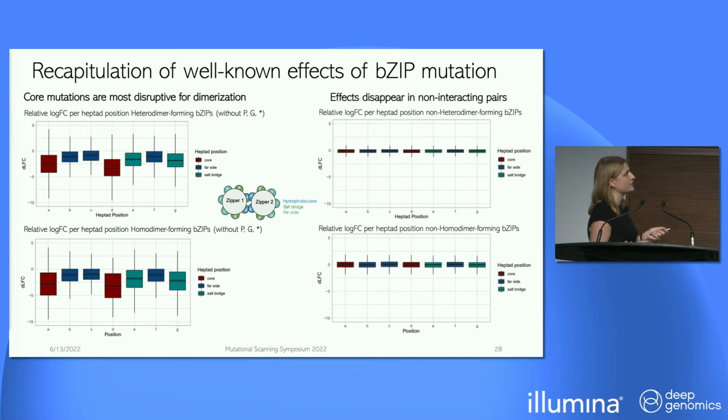And if I compare this to the BZIPs that, as wild type, do not form heterodimers or homodimers, we completely abolish the effects, because these don't form dimers, so we don't expect a negative effect from a mutation.